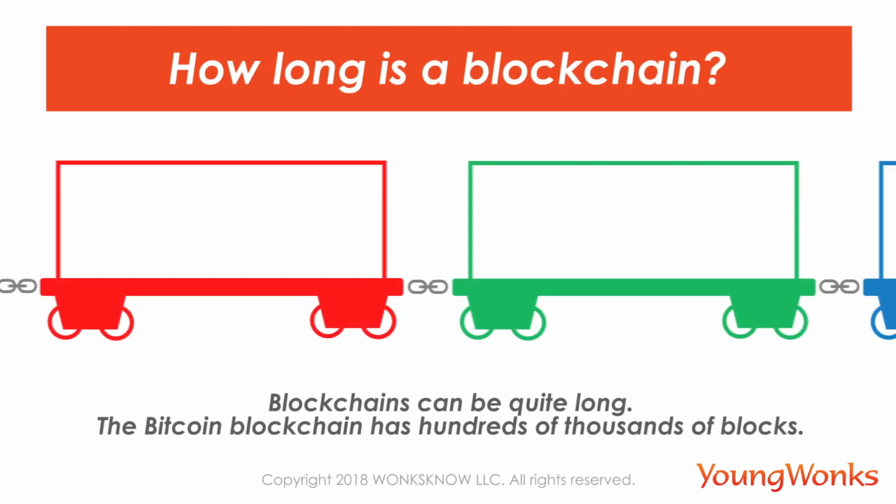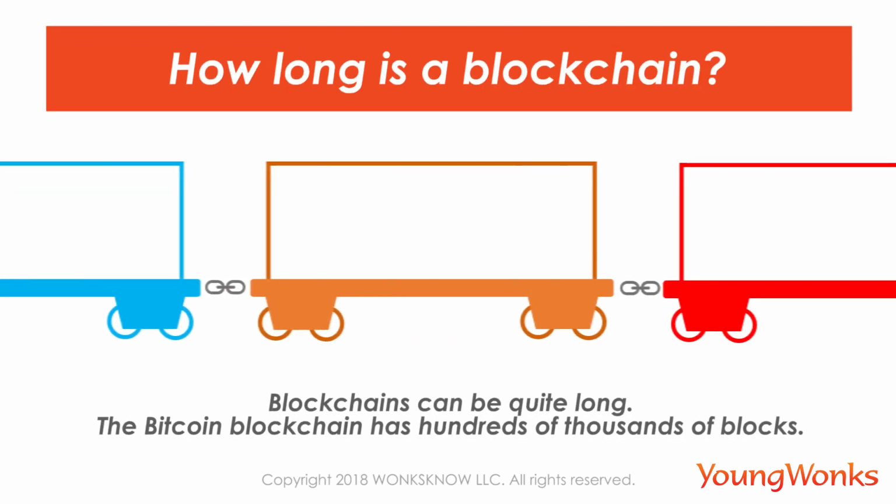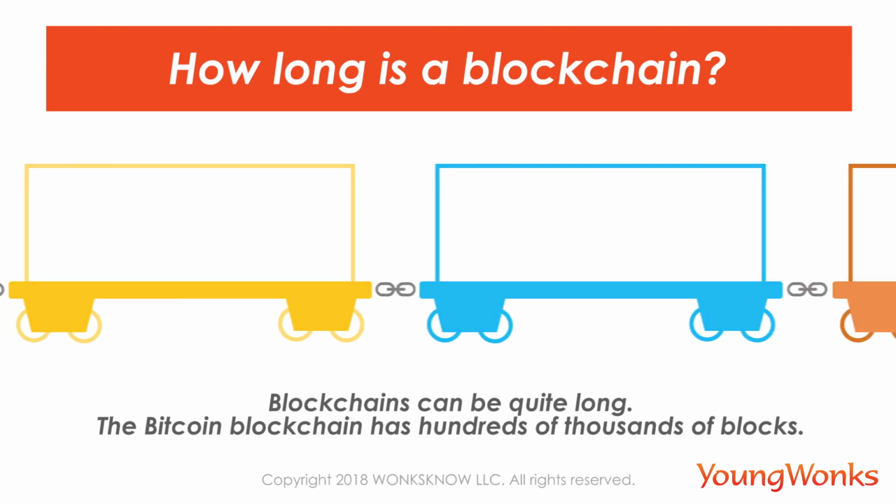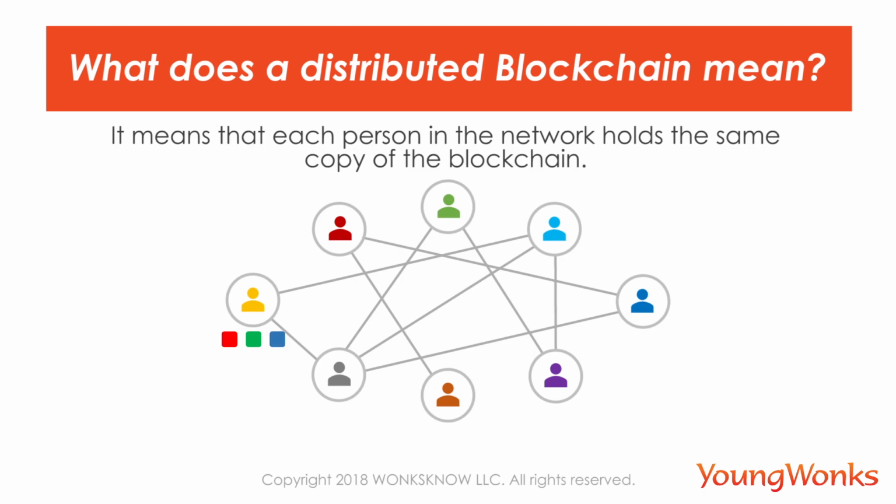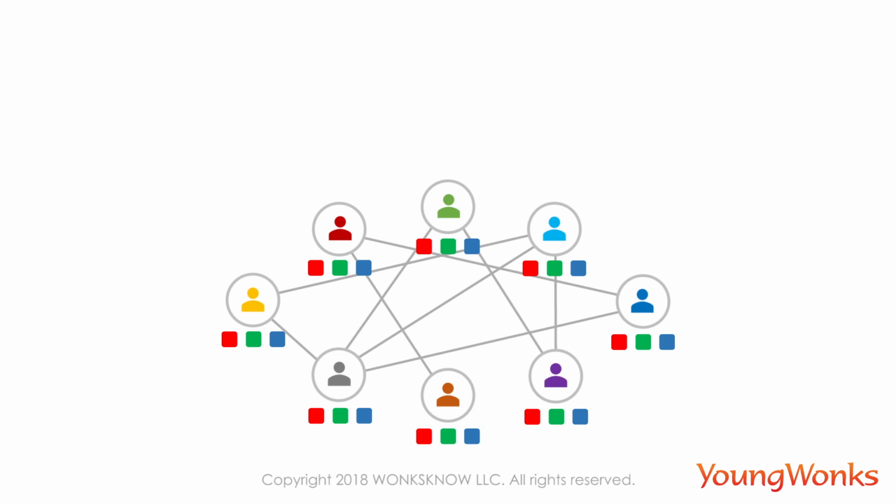How long is a blockchain? Blockchains can be quite long. The Bitcoin blockchain has hundreds of thousands of blocks. What does a distributed blockchain mean? It means that each person in the network holds the same copy of the blockchain.